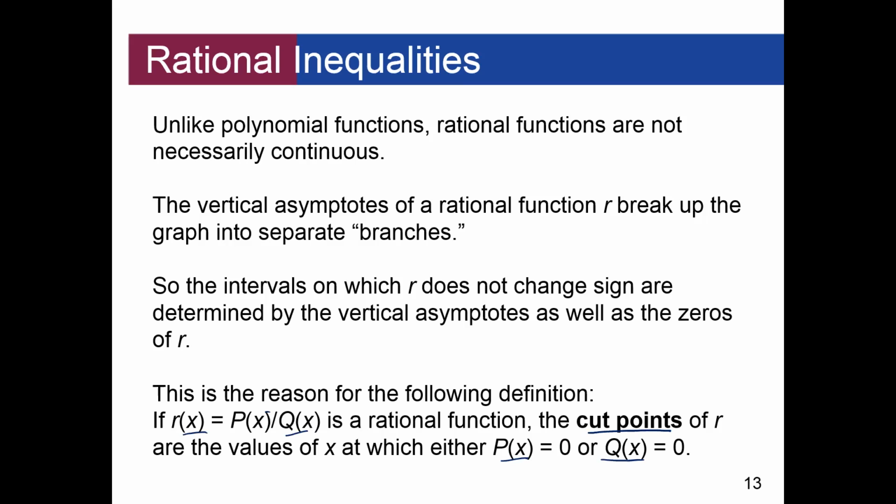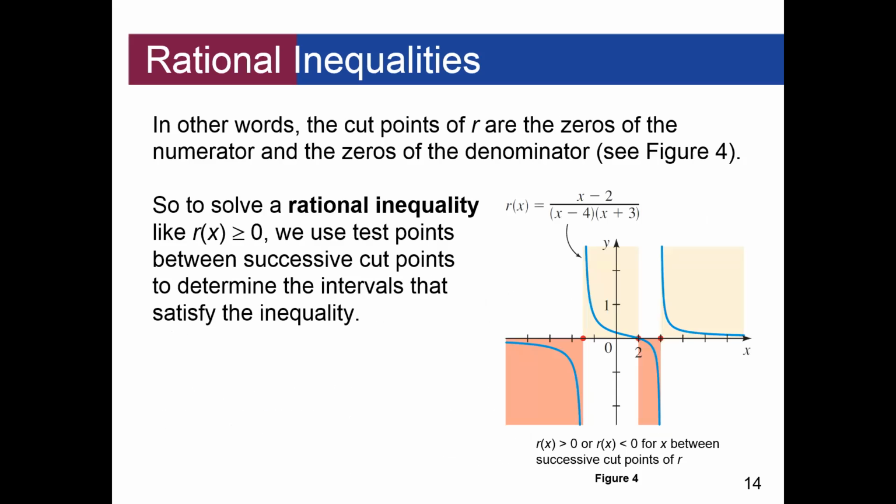Here, let's look at an example where we already have the graph, just like we had for the polynomial inequality. Here is my rational function R of x equals x times (x minus 2) divided by (x minus 4) times (x plus 4). So what are the zeros? There are 3 of them, right?